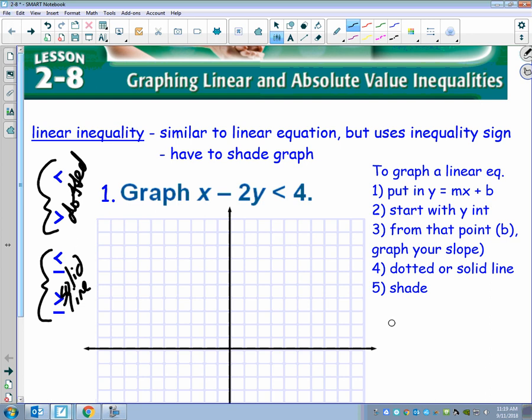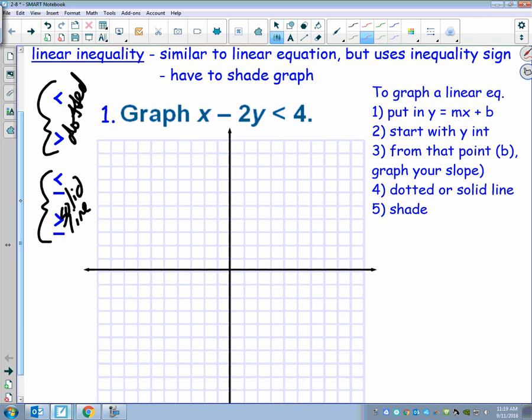So I gave you some steps here if you're a step person. When you graph a linear equation, step 1, put it in slope-intercept form. Step 2, start with your y-intercept to graph. And then from that point, graph your slope, rise over run. And then because it's an inequality, we add these 2 extra steps. Is it dotted or solid? And to shade it.